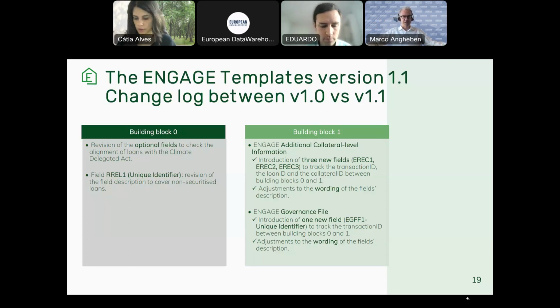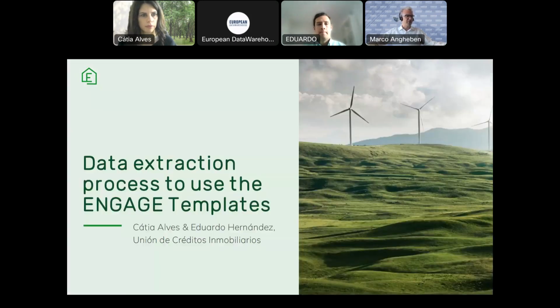And we have also made some adjustments to the wording in some of the field descriptions. At the same time, we have introduced a new field in the governance file, which is not loan level but aggregate, to track the transaction ID between building block 0 and 1. And again, we have made some adjustments to the wording of certain fields. Okay, I think this concludes the description of the differences between the Engage templates version 1.0 and 1.1.